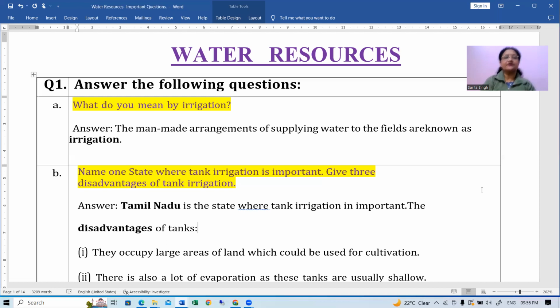Number one is answer the following questions. What do you mean by irrigation? This is an important question, related to irrigation. Many times the questions have come in the board exams. Okay, so what is meant by that?